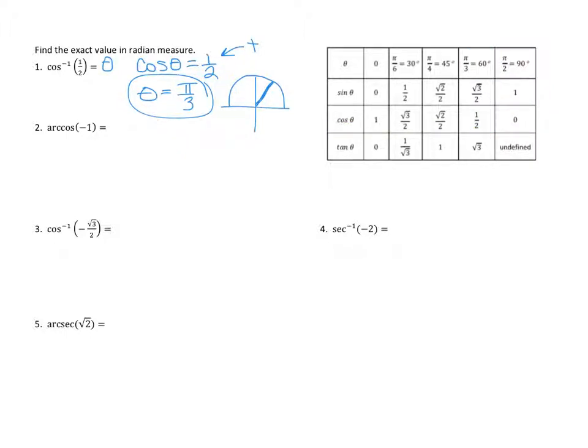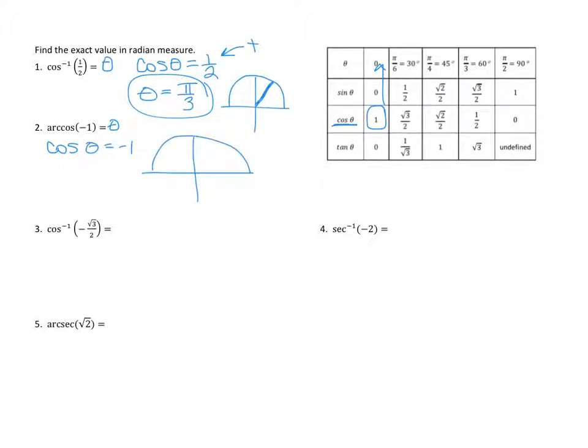Okay, let's look at number 2. We have the arc cosine of -1. Let's rewrite it. That's the same thing as saying the cosine of theta equals -1. My cosine gave me a negative value, which means it's going to end up in quadrant 2. So let's look over at our chart. Where is cosine 1? My cosine is 1 at 0. Okay, so now let's think about this.